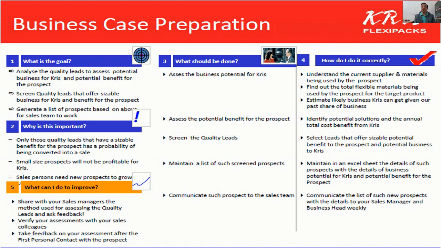So if you were reaching out to those leads who needed flexible packaging material, you would then assess the potential business for the company, that is, in this case, Chris or your company. And you will also look at the potential benefit for the prospect, because unless there is a win-win for both, this lead is not going to be that great a lead. You will screen the leads that you got in the earlier step, and you will qualify the leads that offer sizable business for Chris or for your company, as well as benefit for the prospects.